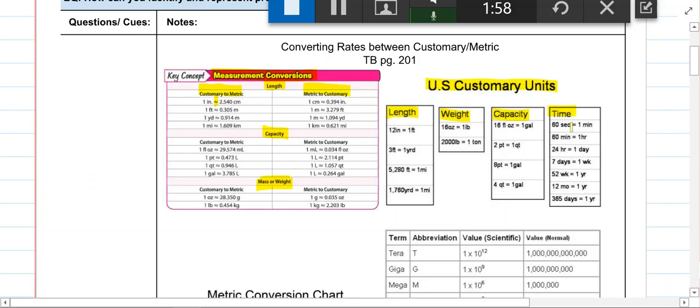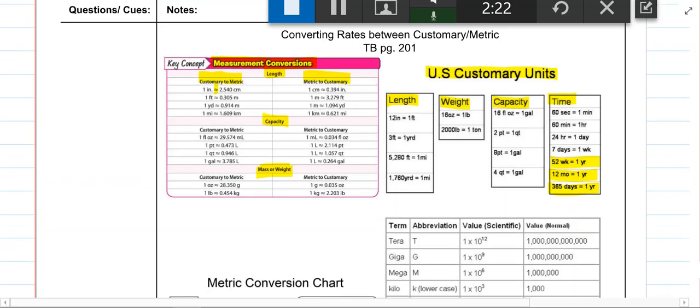Some of you might have some different things, like most people aren't aware that there are 52 weeks in a year. It's not exact, but it's the closest we have. Most people know that there's 12 months in a year, but some don't. 365 days in a year, so that's what we use. We don't worry about leap year when we're calculating things like that.